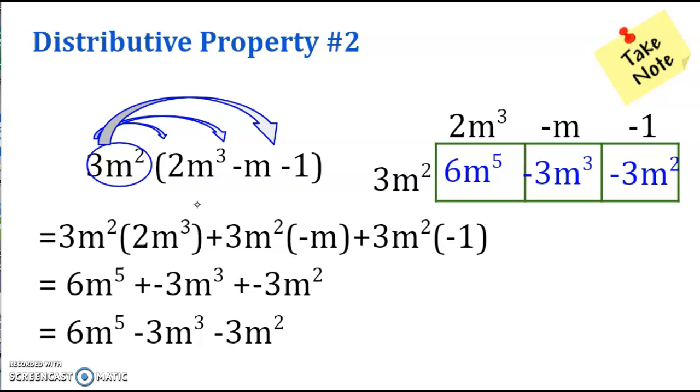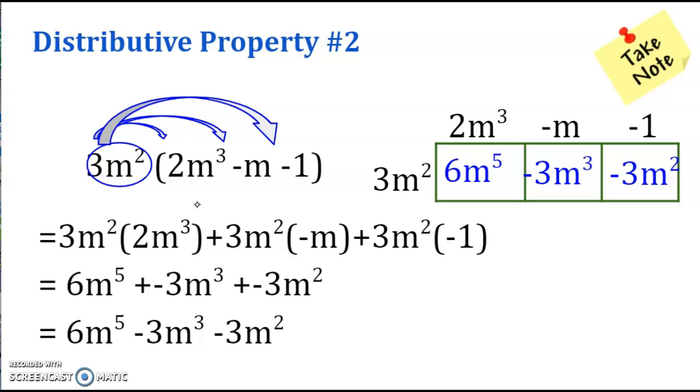Then 3m squared times negative m. This is like negative 1 being multiplied to 3, so it's negative 3, and m squared times m is m to the power of 3. And 3m squared times negative 1: 3 times negative 1 is negative 3, and then m squared. The final answer, when you simplify this plus minus, becomes 6m to the power of 5 minus 3m cubed minus 3m squared.